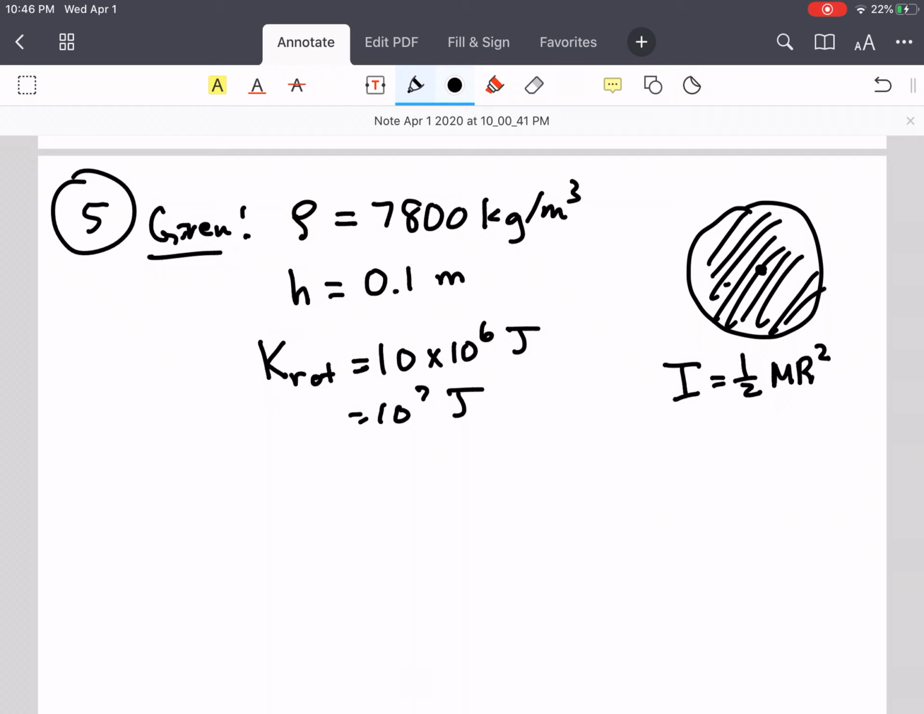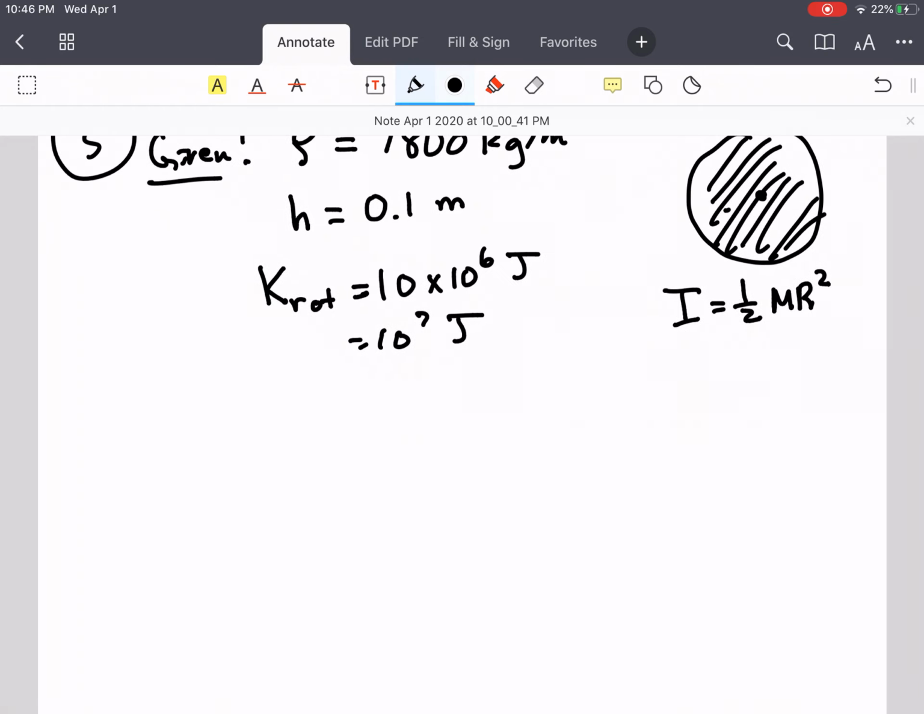And finally, we're given omega. We're given how fast it rotates. So we're told that it rotates at 90 rotations per minute, RPMs. Now, as always, we're going to want to convert this to SI units. And for rotation, that means radians per second.